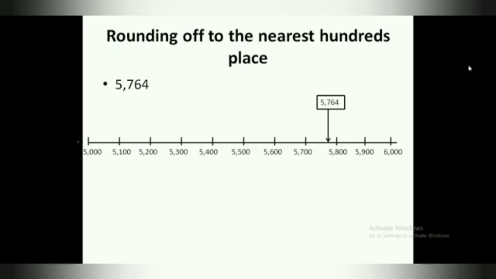So where is it nearer? Yes, it is nearer to 5800. So when you estimate 5764 to the nearest hundreds place, you get 5800.